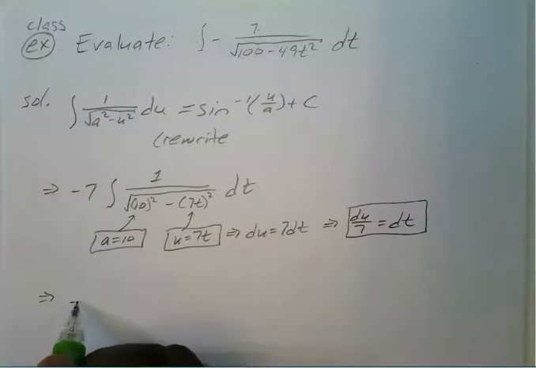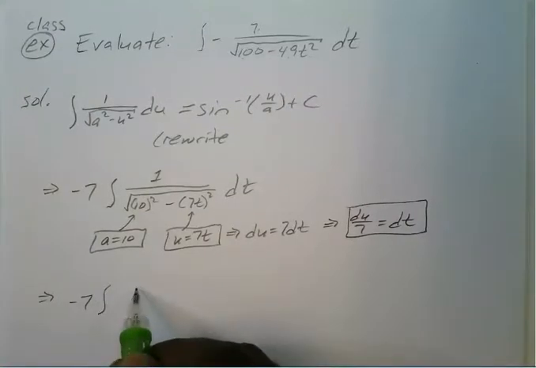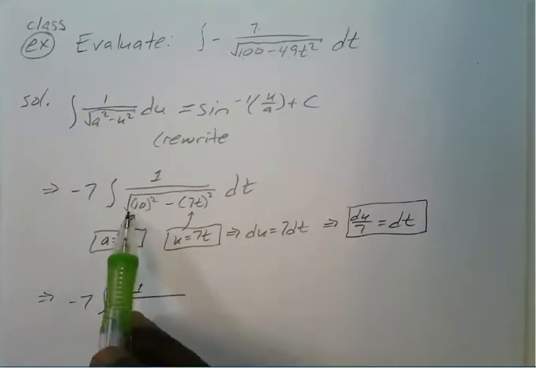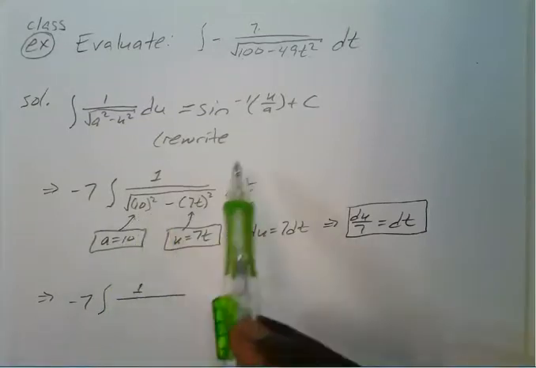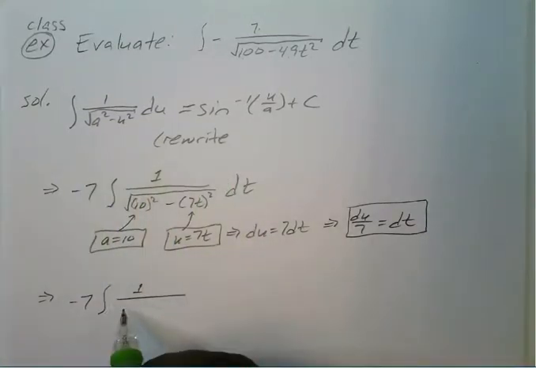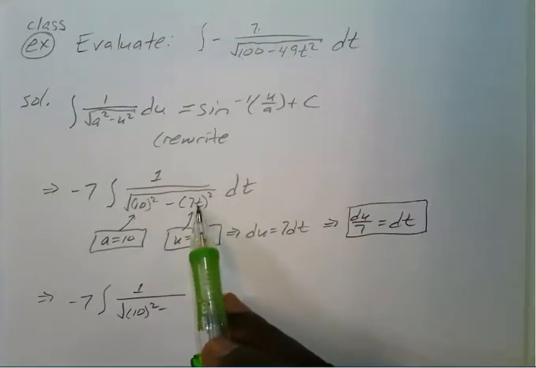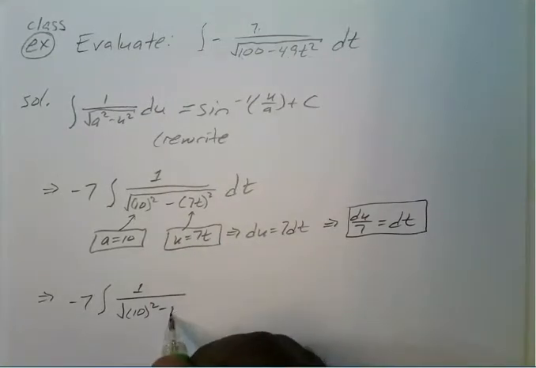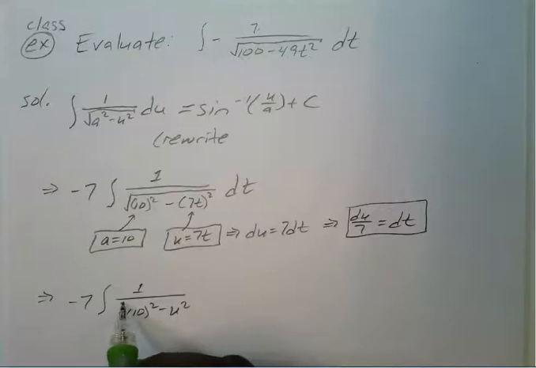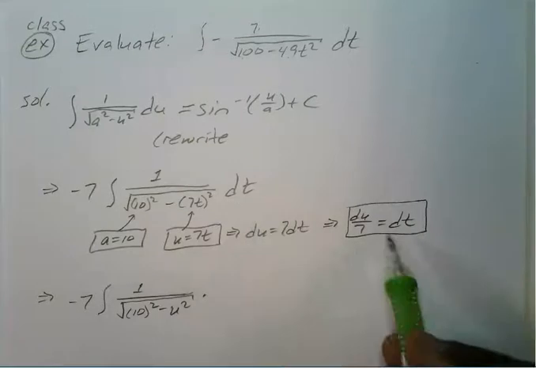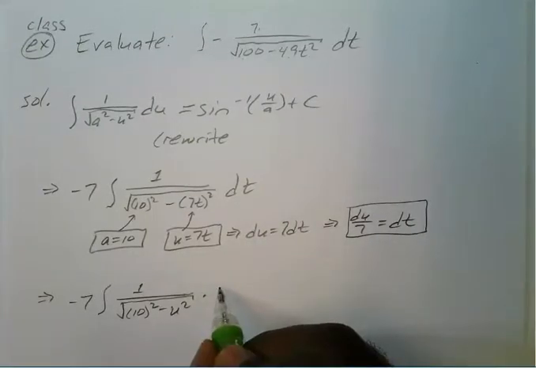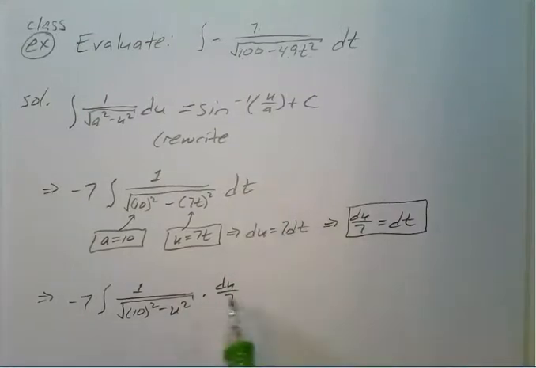Okay, so we have negative 7 times the integral of 1 over the square root of your a squared. Remember, that's your a squared here, so you can write a squared or you can write 10 squared. We'll go ahead and write 10 squared. Minus u squared, because your 7t is equal to u. So you can go ahead and make that u squared, or you can write 7t squared, completely up to you. And your dt is equal to du over 7. Okay, so we go ahead and replace that with du over 7.